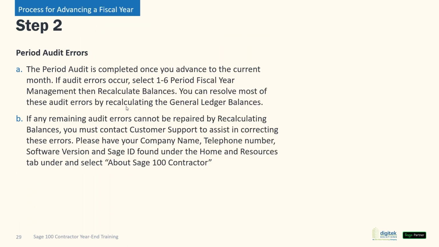The next step is period audit errors. If you do have audit errors, like we talked about before, try to recalculate your balances, see if that resolves them. If you continue to have audit errors, then typically it's best to reach out to customer support more than your Sage 100 consultant, because it's usually something in the background that they have to go in and fix.